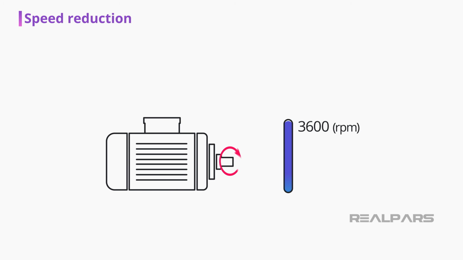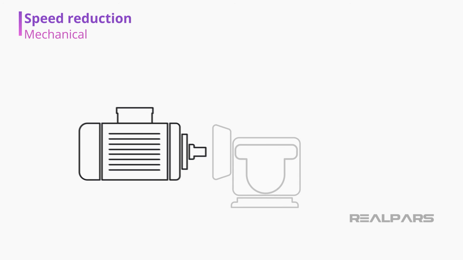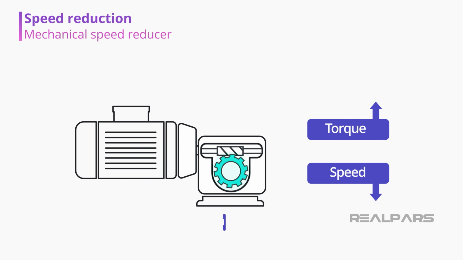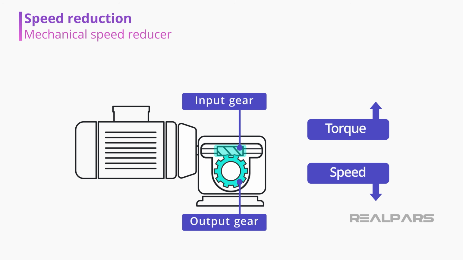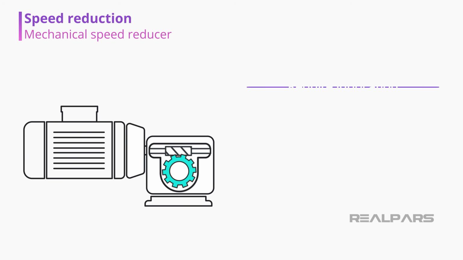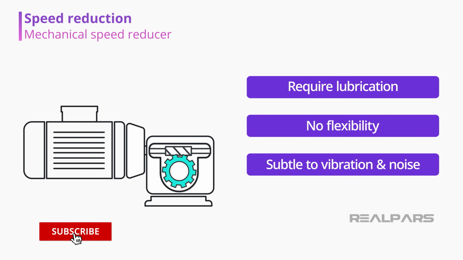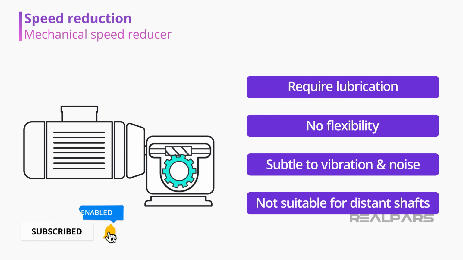However, if an application does not require an electric motor running at full speed of 3,600 RPM, which is very common, a few solutions exist. 1. Using a mechanical speed reducer. It mechanically decreases the output speed by increasing torque. The output gear has more teeth than the input gear. They require lubrication, provide no flexibility, are subject to vibration and noise, and are not suitable when shafts are distant.